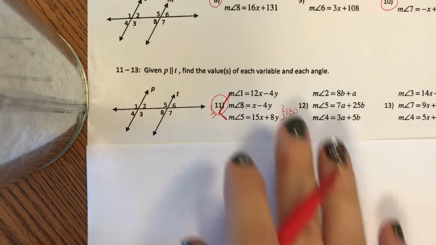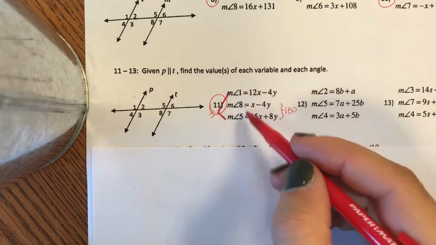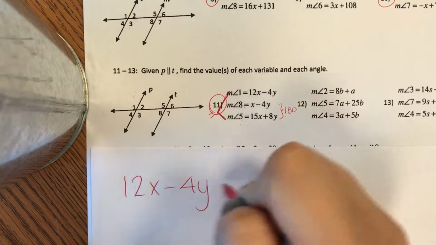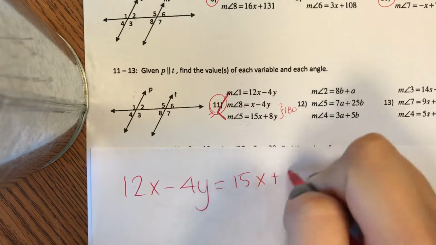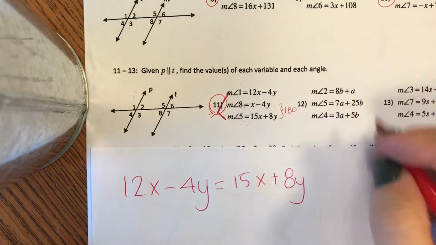So for number 11, the first equation I'm going to write is that angle 1 is equal to angle 5. The second equation would be that 8 and 5 equal 180.